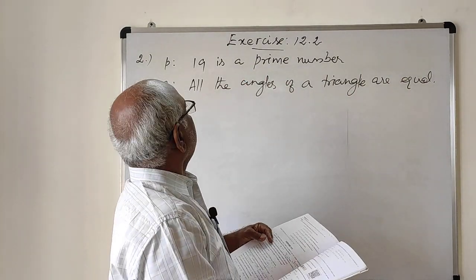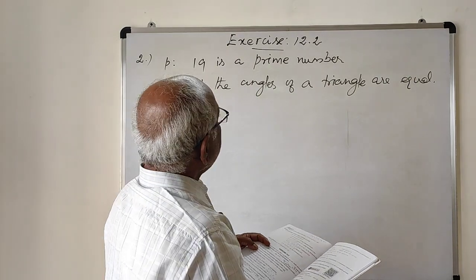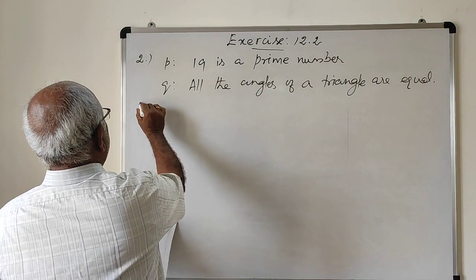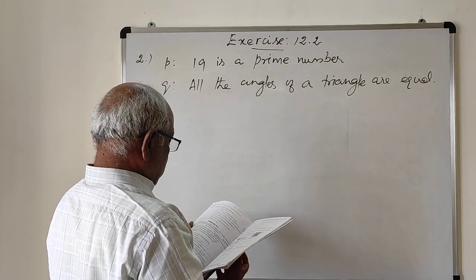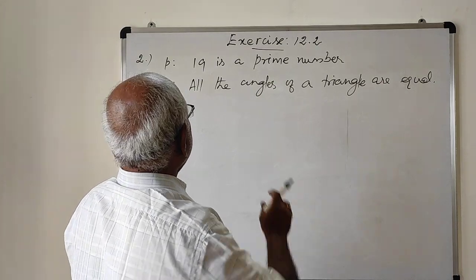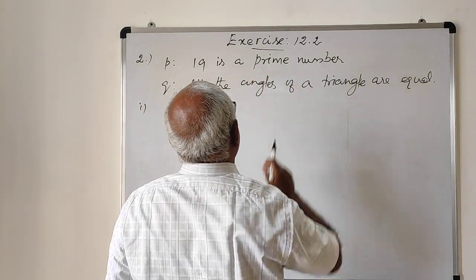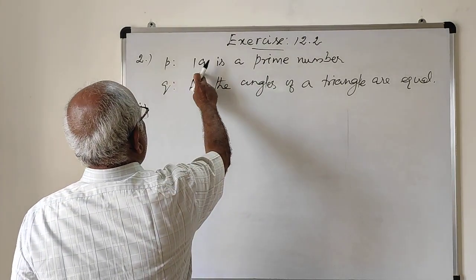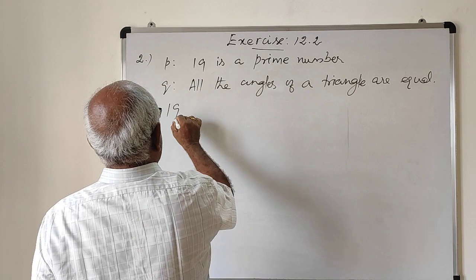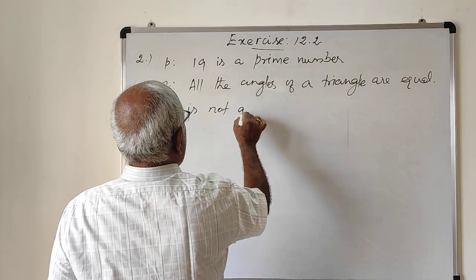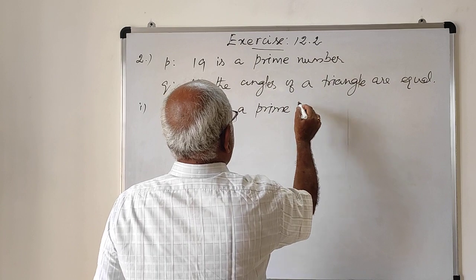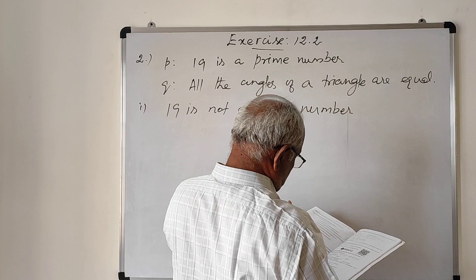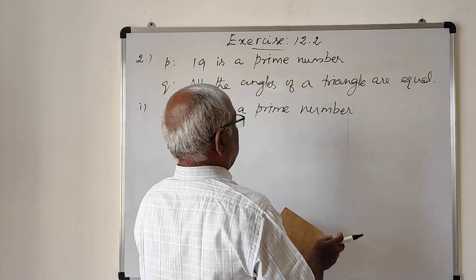Using these two statements, the exercise given as the first problem is: 19 is not a prime number and all the angles of a triangle are equal. See, negation P: 19 is not a prime number.